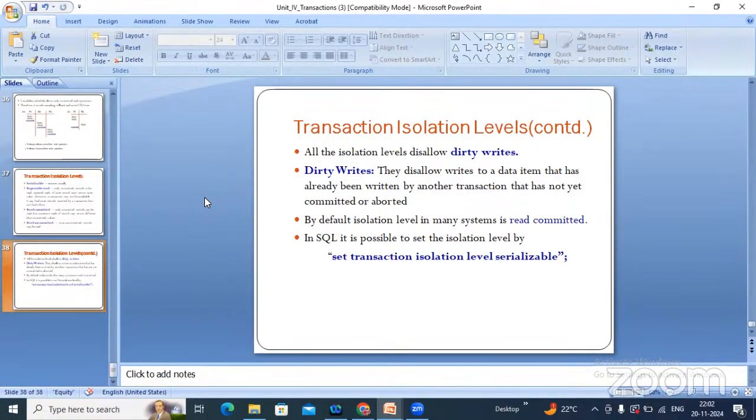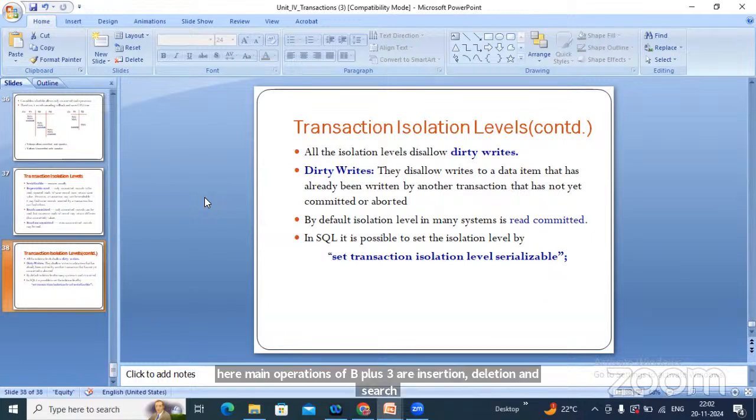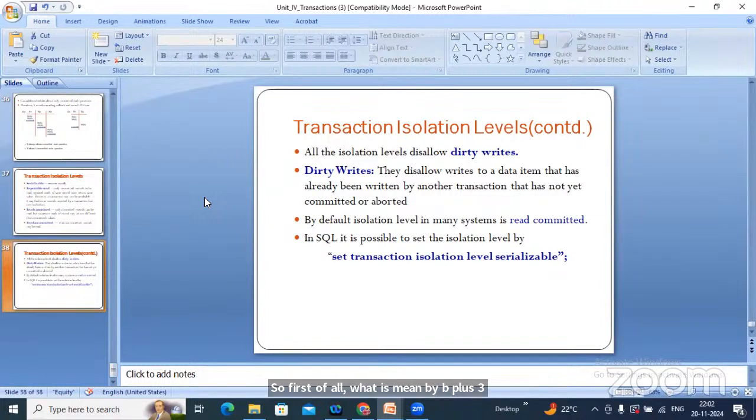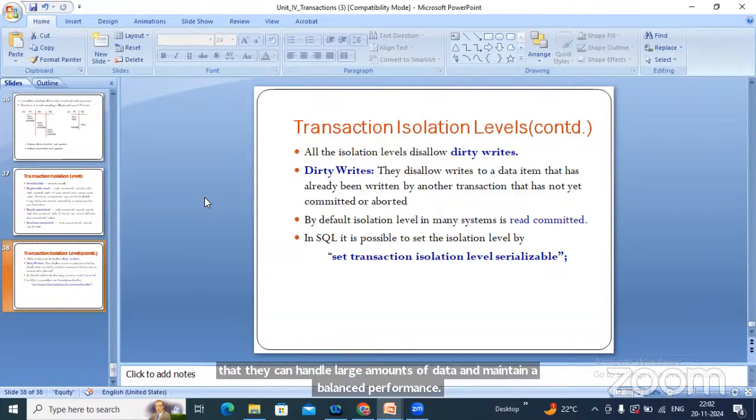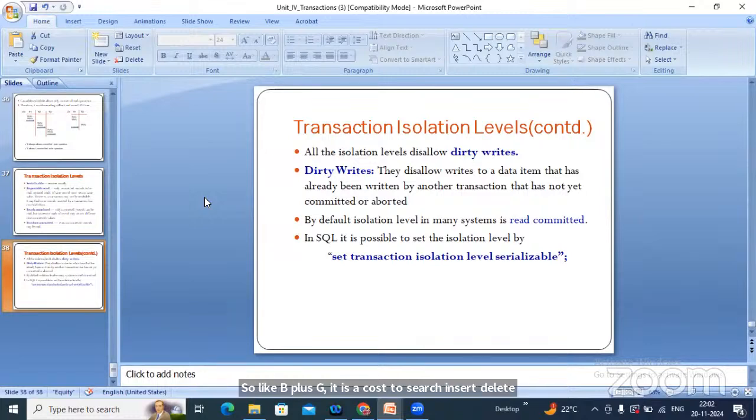So here the main operations of a B plus tree are insertion, deletion, and search. First of all, what is meant by a B plus tree? This is a self-balancing search tree which is used in databases and file systems so that they can handle large amounts of data and maintain balanced performance. In a B plus tree, the cost of search, insert, and delete operations depends on the depth of the tree.